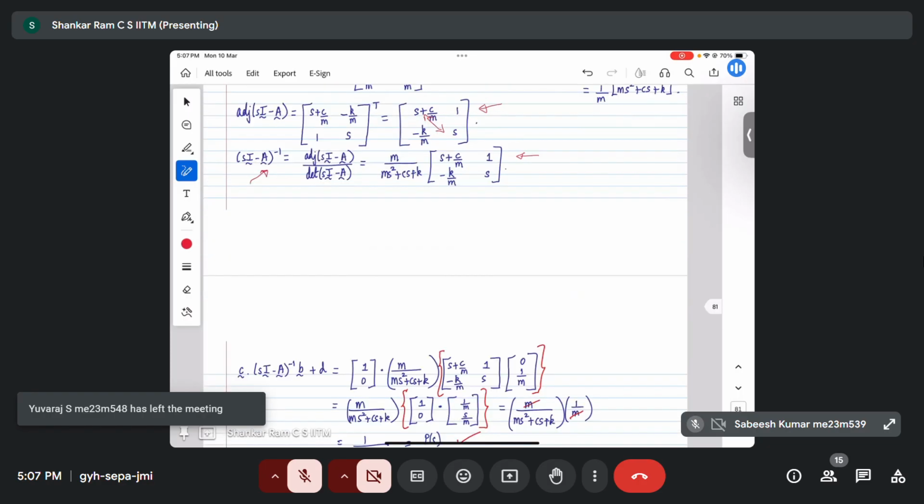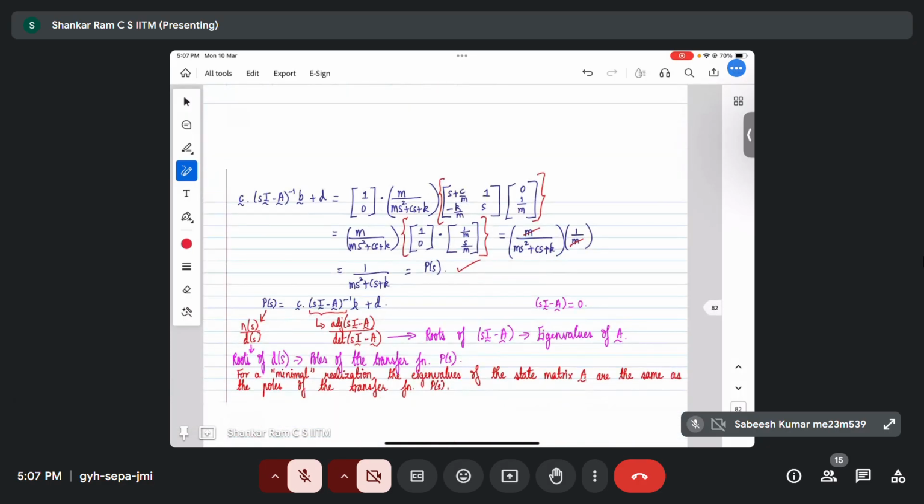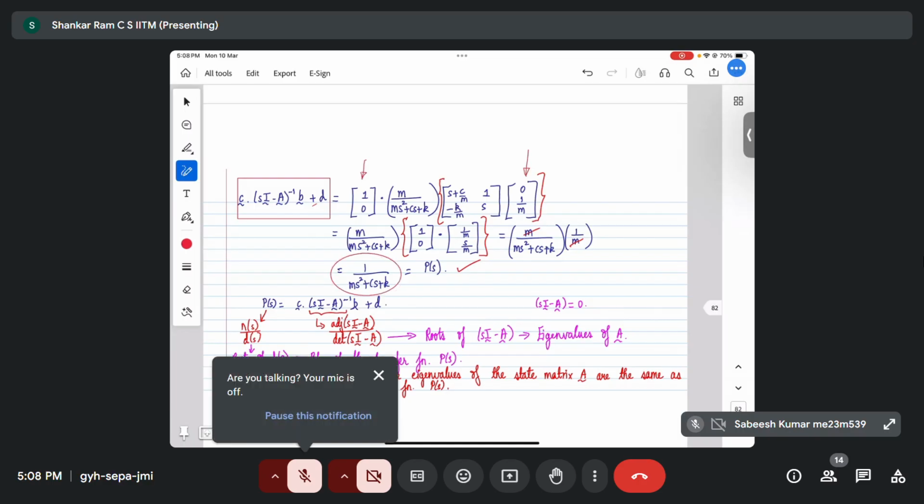Now if we simplify the formula we have learned as the equivalence between the transfer function and the state space representation, C in this case, as we have already written for the mass spring damper system, is the vector [1, 0]. B, as we know, is the vector [0; 1 by m]. So if we simplify this and evaluate the result, it comes out to be 1 by (m s squared plus c s plus k).